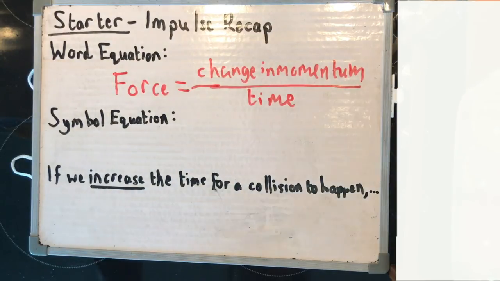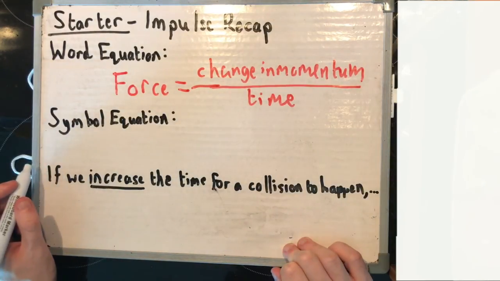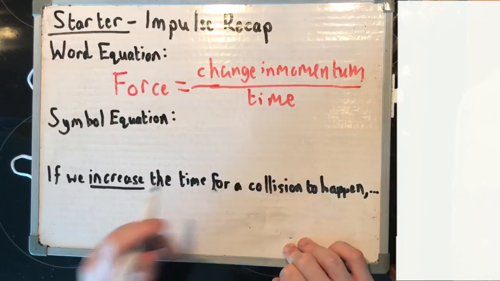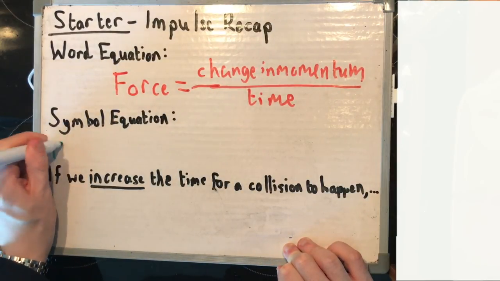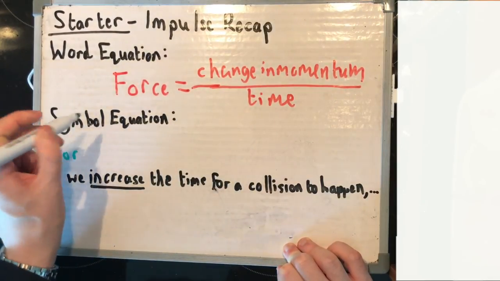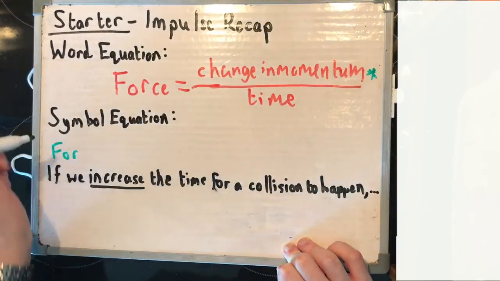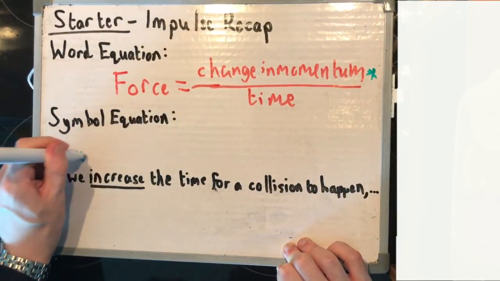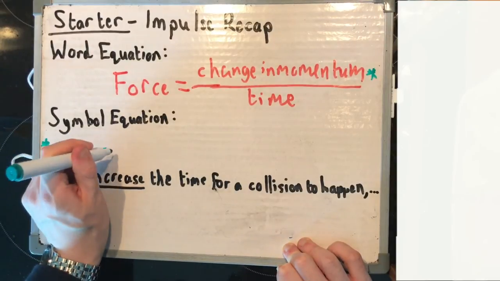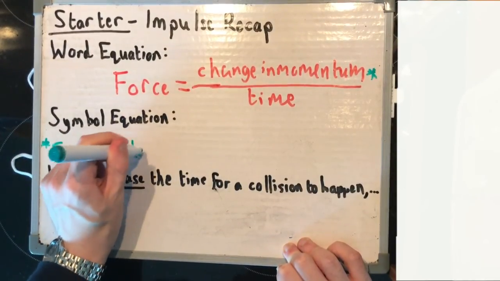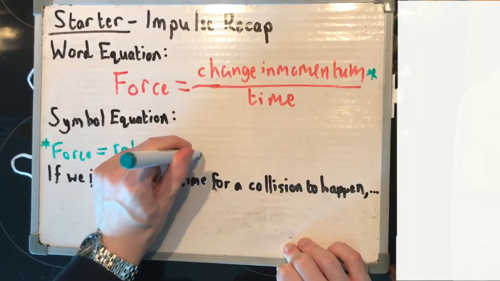Now, the extra point that I need to make about this, which I'm going to write in another color, is that we say, and I'm going to write it here because I'm going to write the symbol equation along here, that force, so green asterisk, force is equal to what we call the rate of change of momentum.